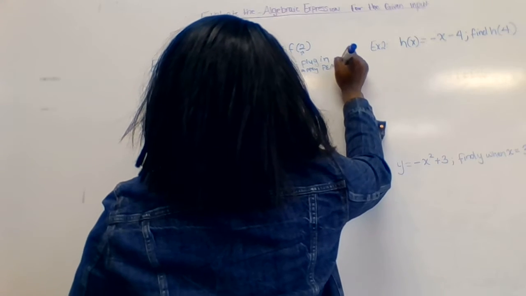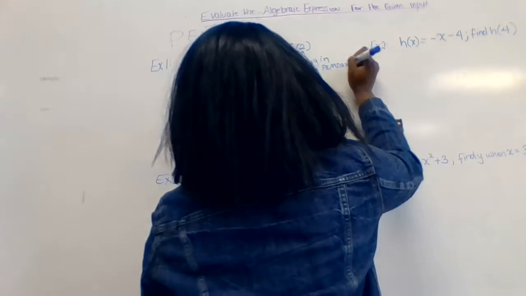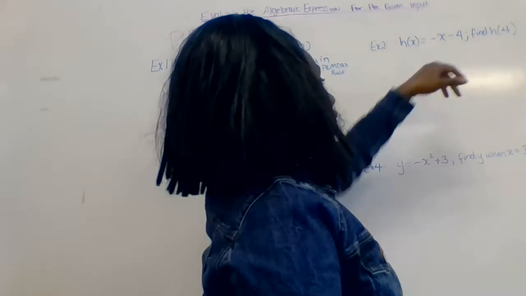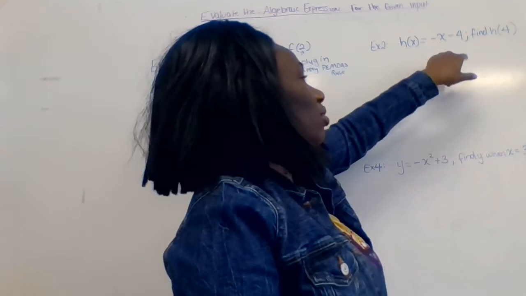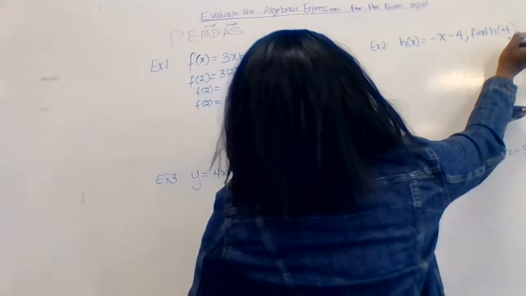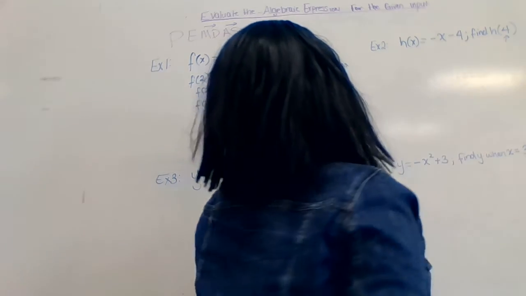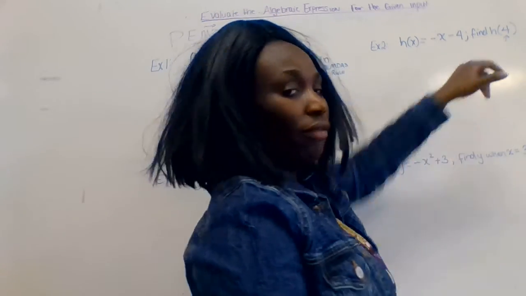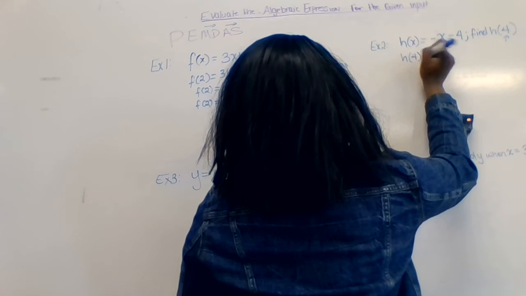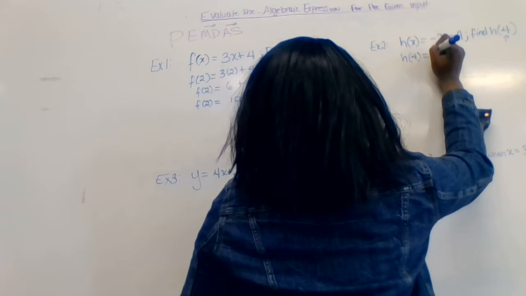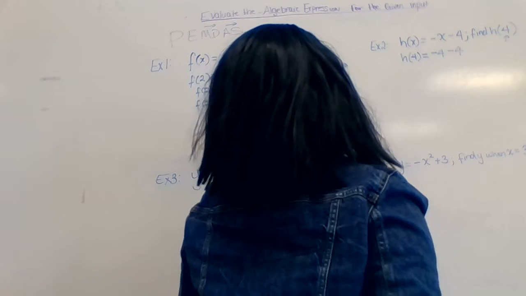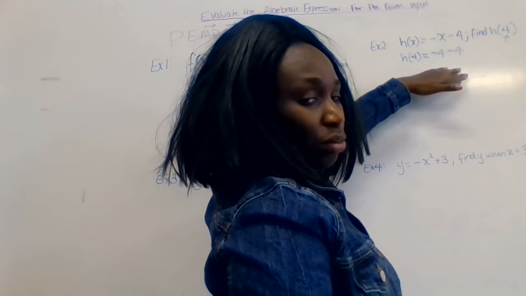So we're just going to plug in, and then we're just going to apply our order of operations rule to evaluate. Here I have h of x is equal to minus x minus 4. Find h of 4. In my parentheses, I have 4, so that means that everywhere I have x, I'm going to plug in 4. So I'm just going to rewrite this, h of 4 equal to, now say minus 4 minus 4. That's my first step, just to plug in.